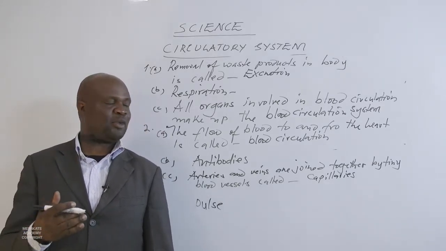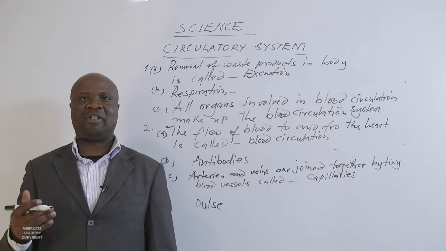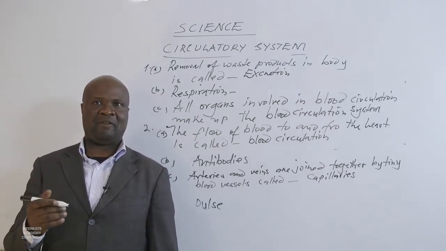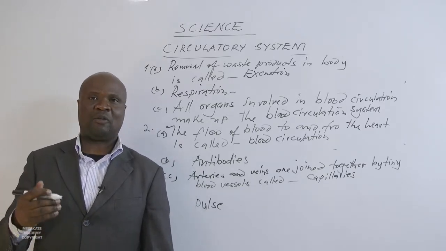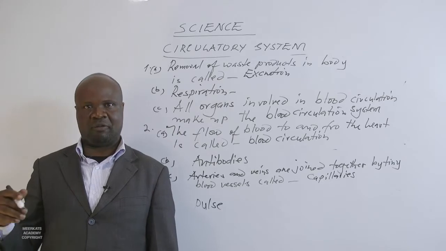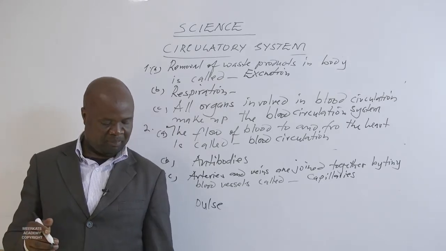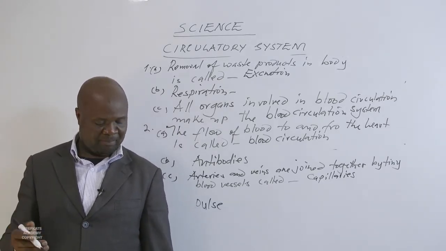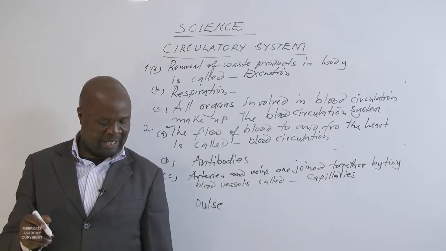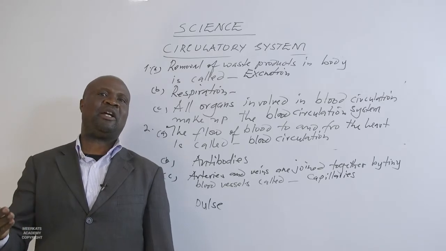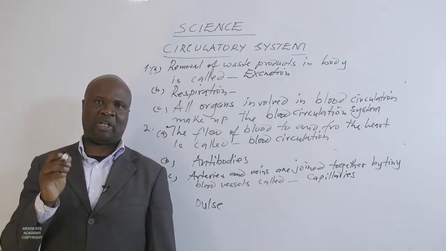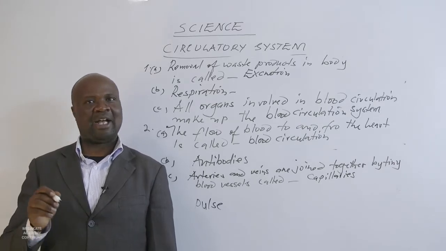We know that the left ventricle pumps blood from the heart via the aorta to different parts of the body. So the main artery is the aorta, and the major vein that brings blood from different parts of the body back to the heart, we had mentioned that one to be the vena cava.